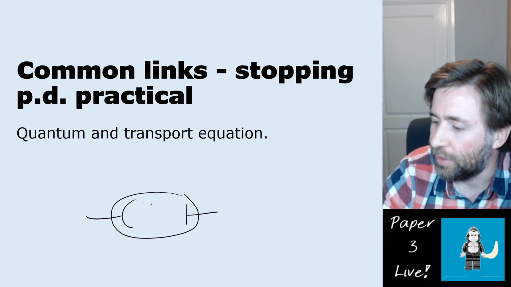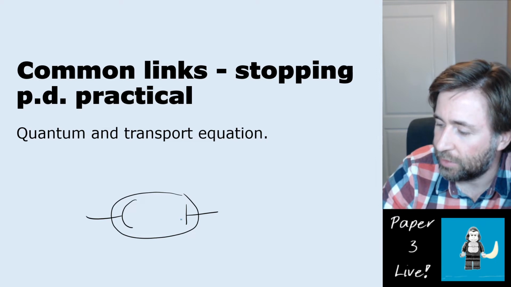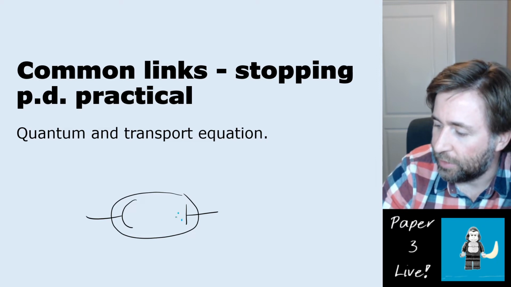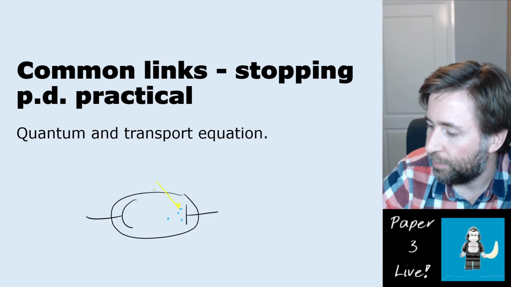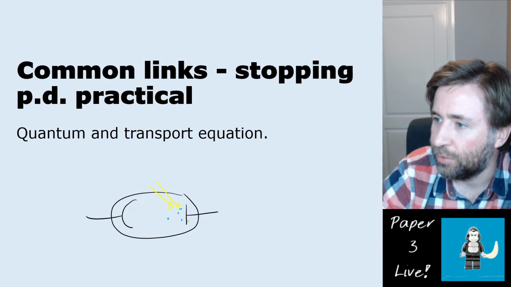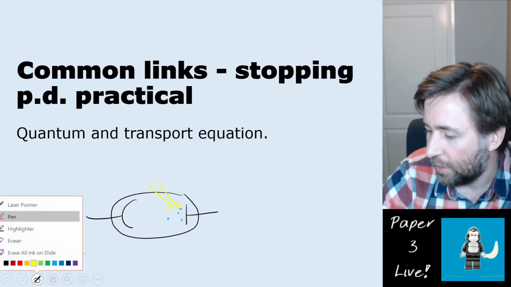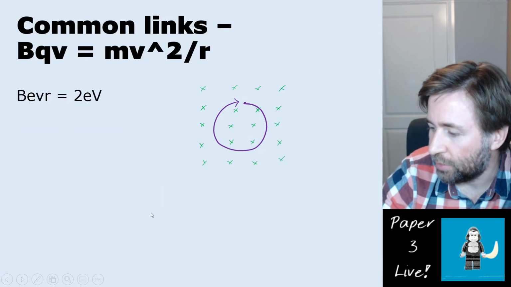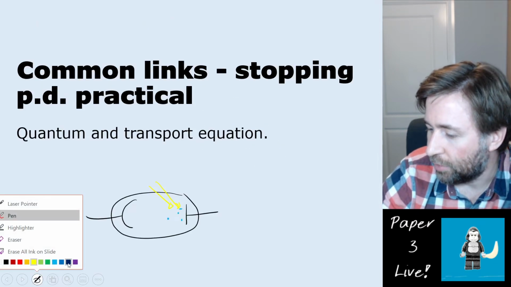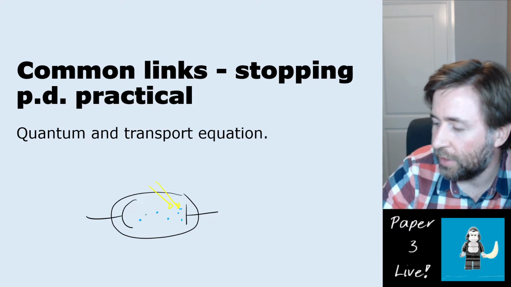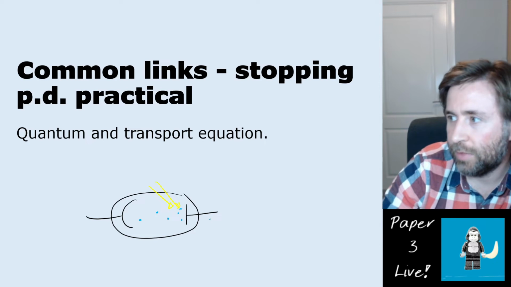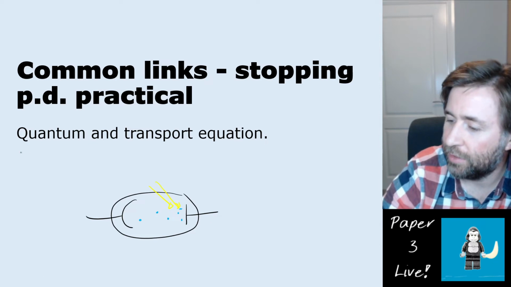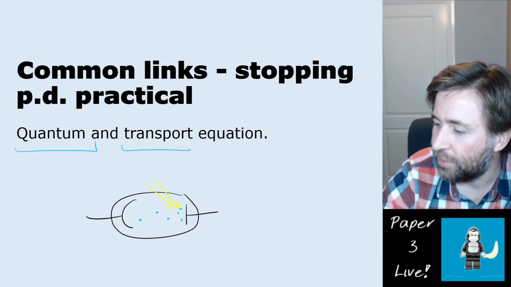So this is the idea of the stopping voltage practical. So this is the photocell. What you have is light incident on a metal plate, and you actually get electrons given off, photoelectrons, and they move across to the other side, okay, and you get all these electrons flowing across here. So my point here, I'm not going to go into this in massive detail, but let's think about the link that they could do. They could do the link between quantum and the transport equation.